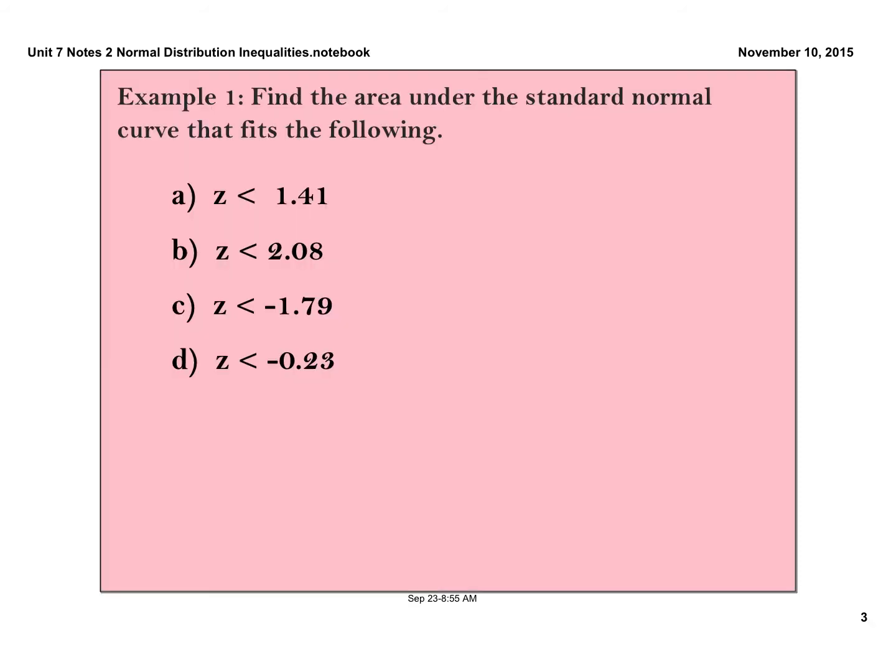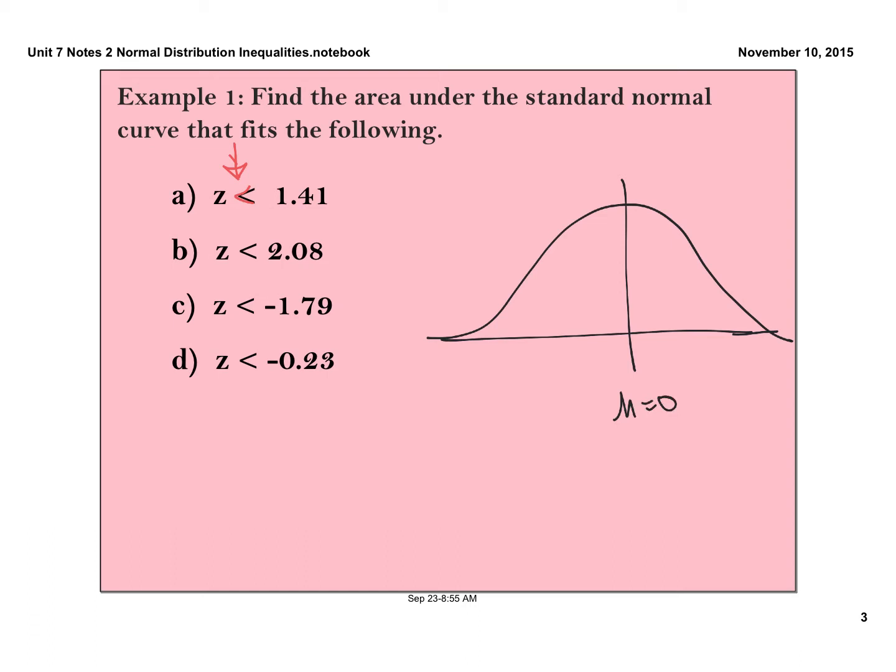All right, so let's take a look at the area under the curve, the standard normal curve that fits the following. So all of these are going to be less than. So we are looking at, here's our normal curve, and I'm going to try and draw you some pictures for this. We've got a normal curve. You know, your mean is in the middle. When you standardize it, your mean is 0, and then your standard deviations are 1. So this is +1, and then over here, your standard deviation is -1.